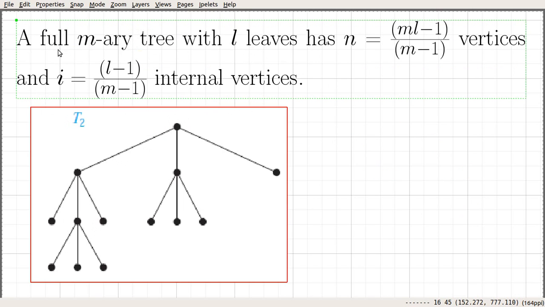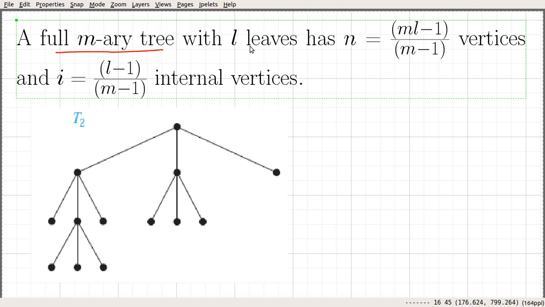So this says a full m-ary tree with L leaves has (ml minus 1) divided by (m minus 1) vertices and (L minus 1) divided by (m minus 1) internal vertices. And here again the application of this is, if you are given that there are L leaves in a full m-ary tree, then you can find the number of vertices and the number of internal vertices using these two equations.